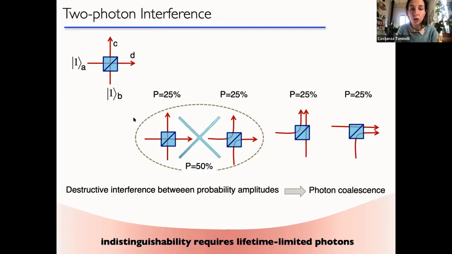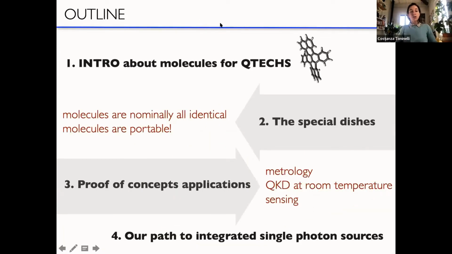So this is what we are looking for: one and only one photon per pulse, and these photons should undergo two-photon interference. This is what we are asking of our molecules. So I will give in this talk a quick introduction about quantum optics with single molecules, and we will then see what special dishes they offer, which I briefly outline here.